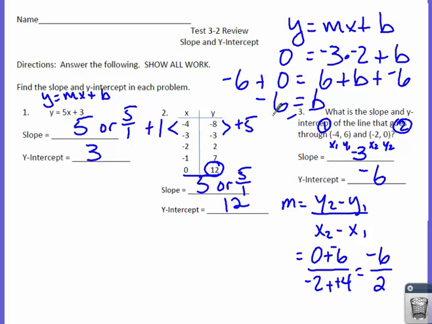So again, to find that y-intercept, once you found your slope, you plug your slope into the m spot in the y equals mx plus b, and then plug your x and y values into their appropriate spots and solve for b.